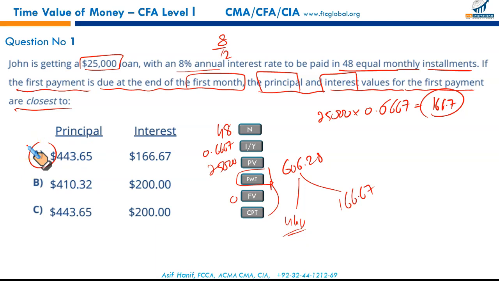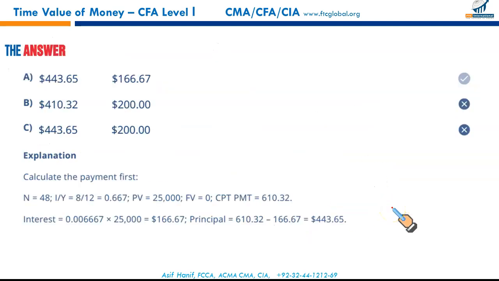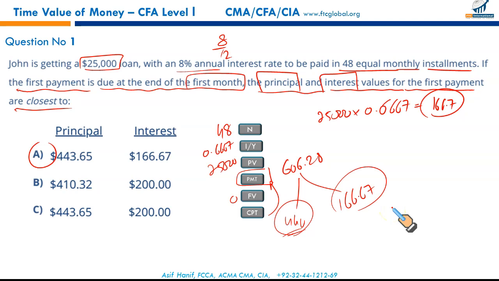So we have split the 606 into its principal and interest parts. First we calculated the payment amount, and then we charged the interest and split the amount into two components, the principal payment and the interest. That makes A the correct option. Probably we used 0.6667, that's why there's a little marginal $3 difference, but nonetheless we got our result.